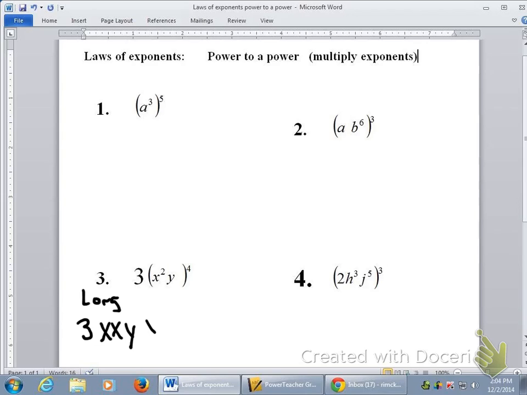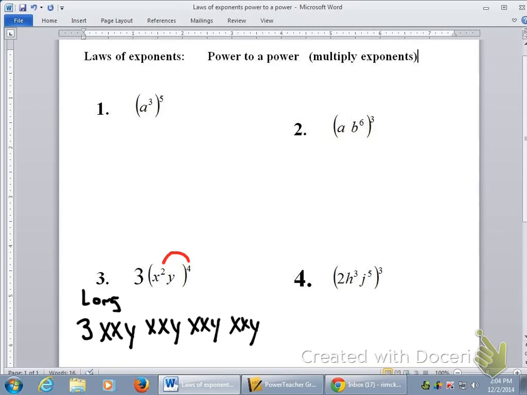Okay, so far I'm started off. Now, what is it that's being raised to the 4th power? It's just what's on the inside of the parentheses. So notice I'm only writing the x x y. I'm not writing the 3 multiple times. The 3 only got written down 1 time. There's only 1 3 in this problem.